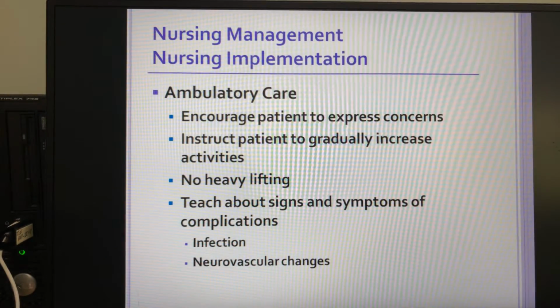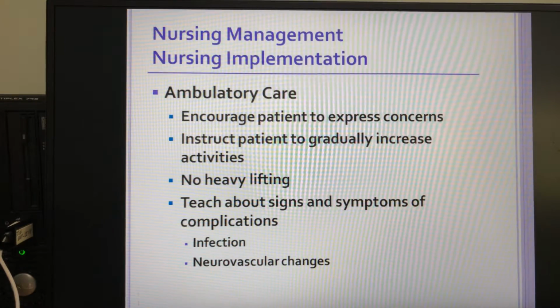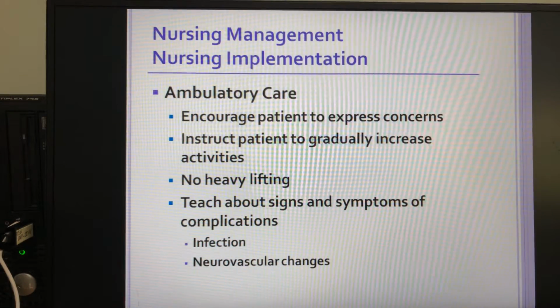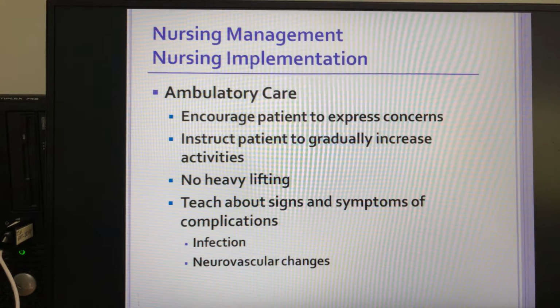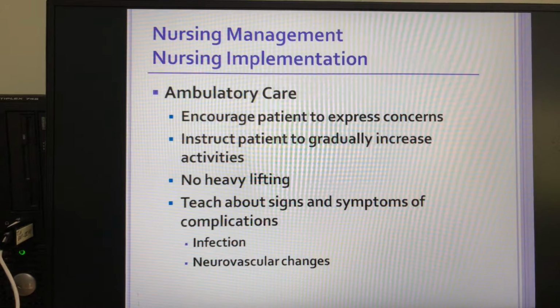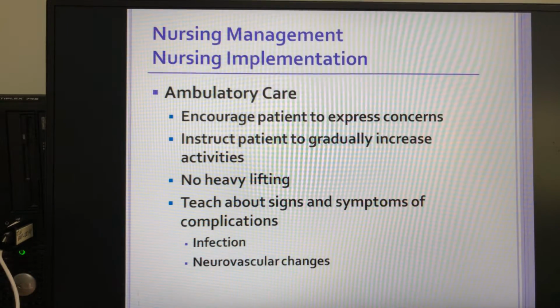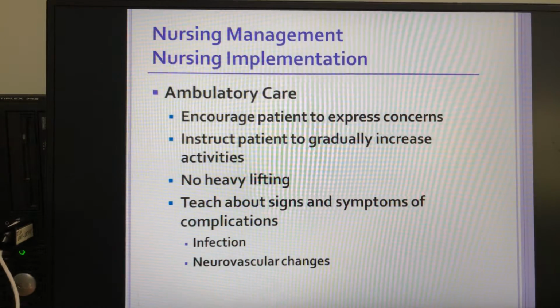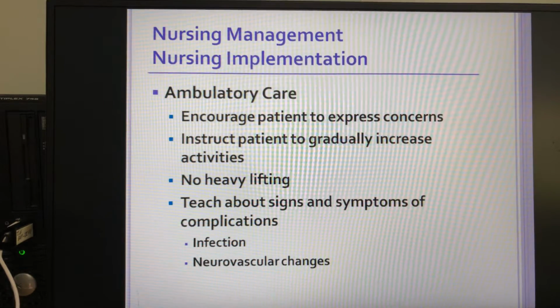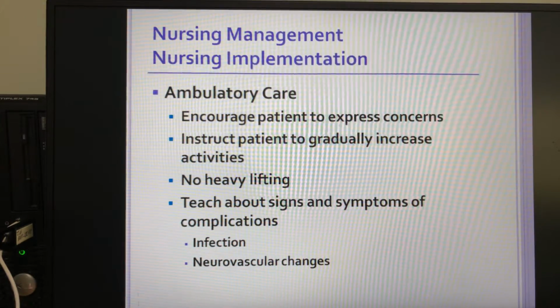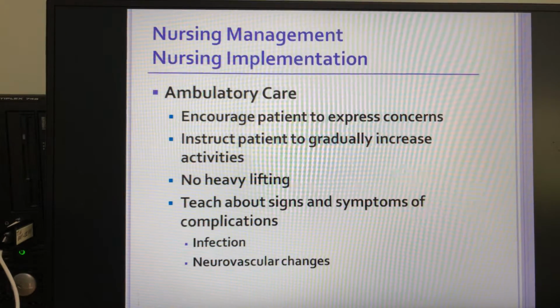Now, as far as ambulatory care, we want to encourage the patient to express concerns. We want to instruct the patient to gradually increase activity. No heavy lifting. We want to teach the patient and caregiver about signs and symptoms of complication, and those are usually infection and neurovascular changes. Fatigue, poor appetite, and irregular bowel habits are common. And any redness, swelling, increased pain, drainage from the incision, or fever greater than 100, that needs to be reported, because those again are signs of infection.